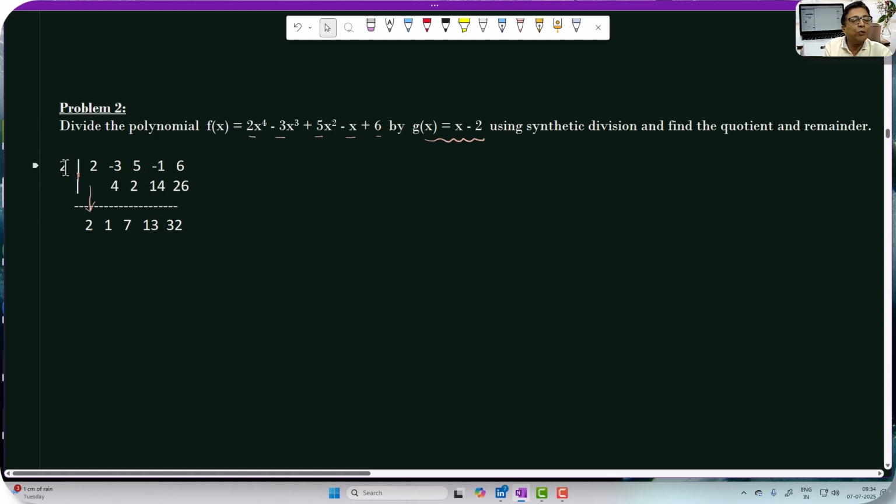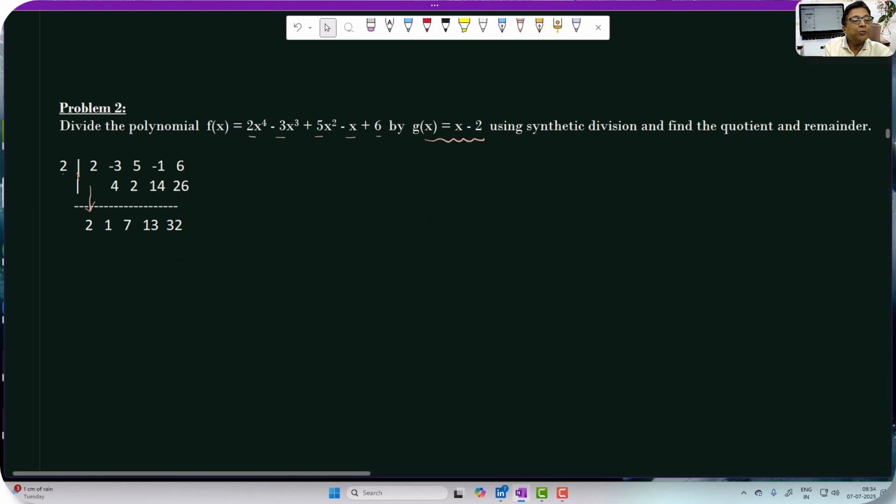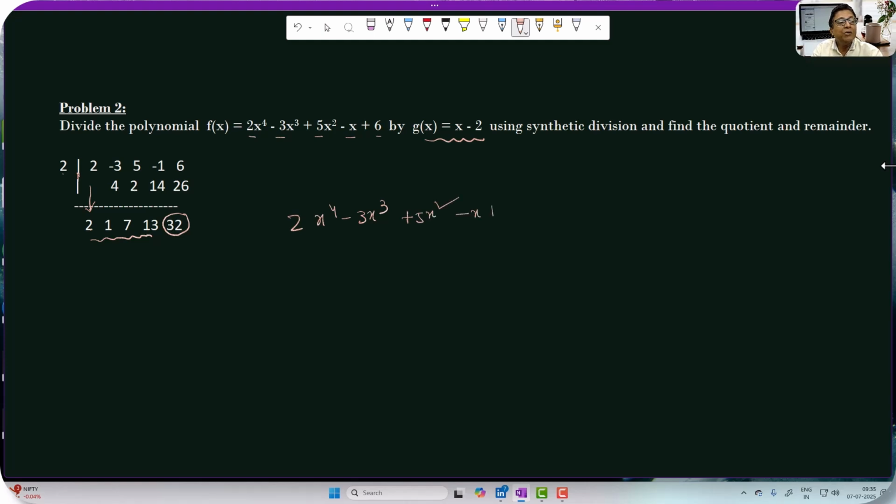Here it will be 4. Now add. So 4 minus 3 is 1. Then 2 into 1 is 2. Then add these two. Which two? 5 and 2. You are going to add over there. Then it is 7. Now multiply the result. 7 by 2 is 14. Then add these two: 13. And 2 into 13 is 26. That is 32. I told you the last one is going to be the remainder here.